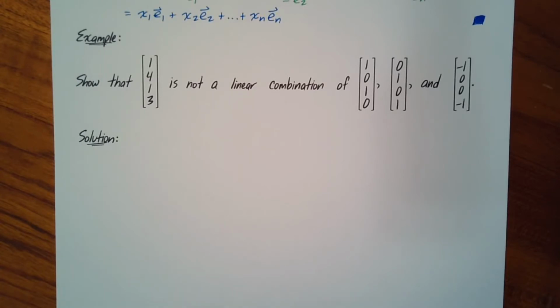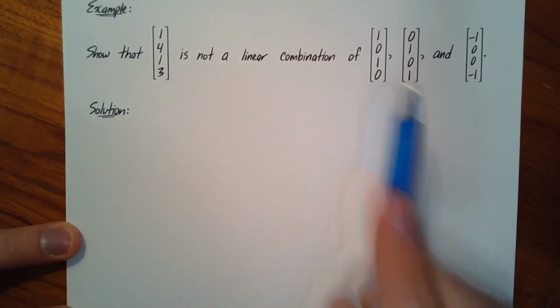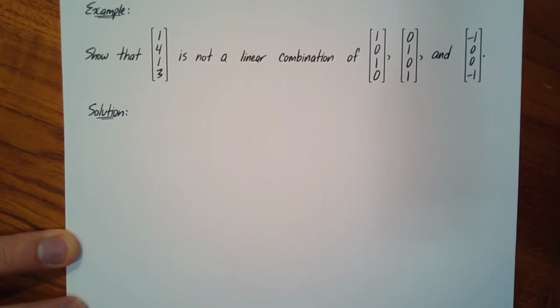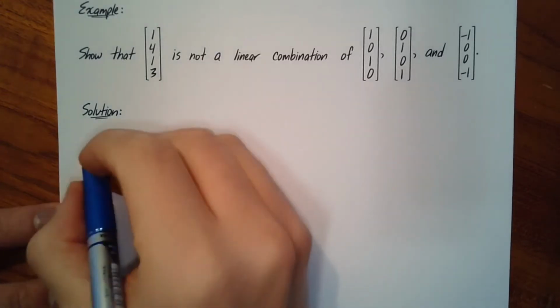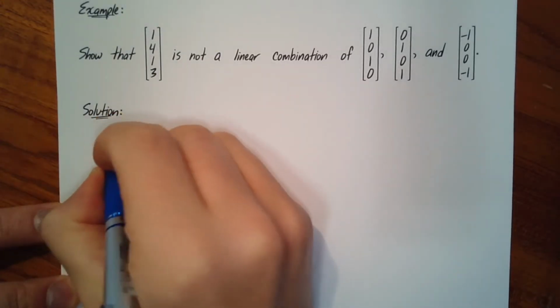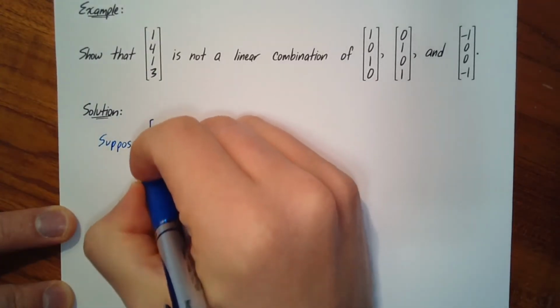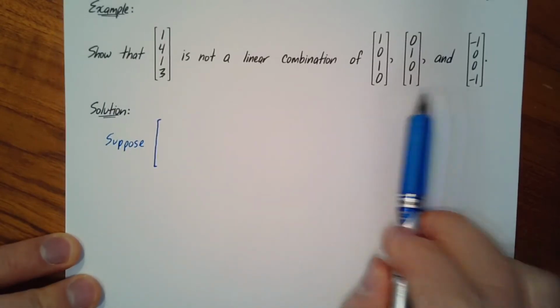So for that reason, this is going to be a nice procedure that you can use in a wide variety of problems. The way we're going to start here is, because we're trying to show that this can't be done, we're going to start off by just assuming, for argument's sake, that it could be done. What we're really doing is setting ourselves up to make a contradiction argument. So we're going to say, suppose that this can be done. Suppose that this vector is a linear combination of these other three vectors.